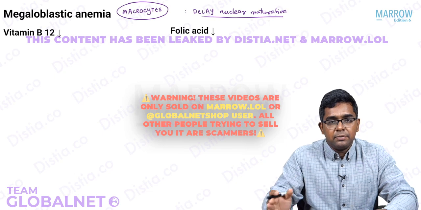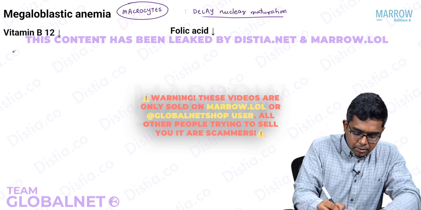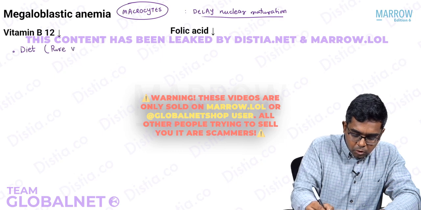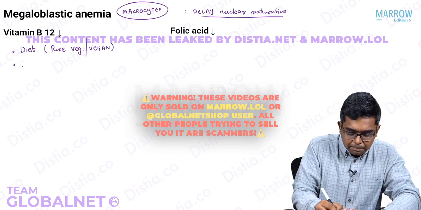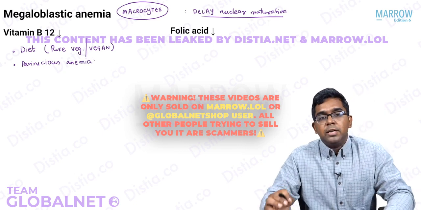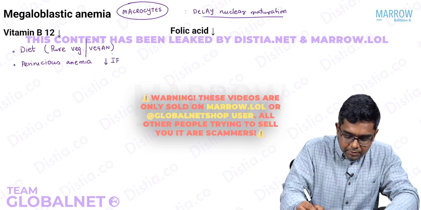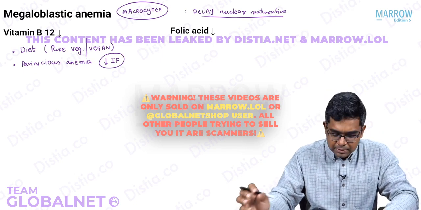We'll divide them into B12 deficiency causes and folic acid deficiency causes. B12 deficiency causes, number 1 is the diet. Please remember, it's a pure vegetarian, or what we call the vegan diet, which predisposes to B12 deficiency. Next is a condition called pernicious anemia, which is a condition characterized by autoimmune antibody mediated damage causing deficiency of intrinsic factor. IF is intrinsic factor, which is needed for absorption of vitamin B12. So that is the second condition.